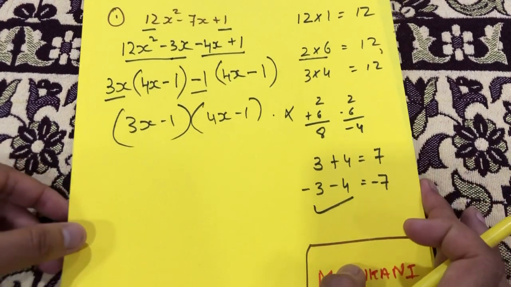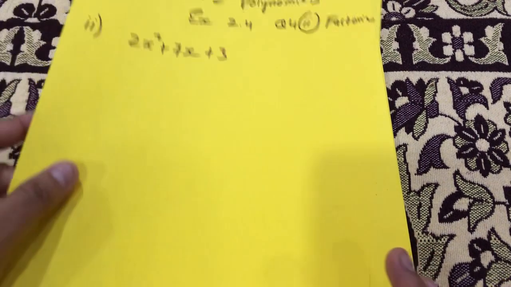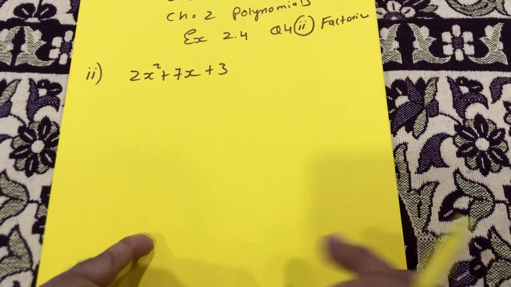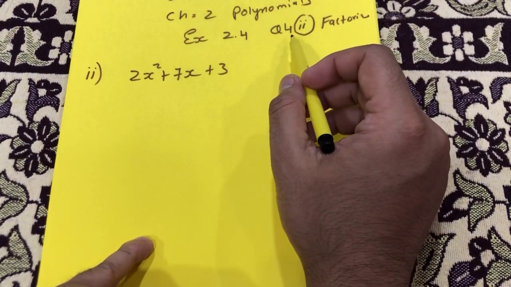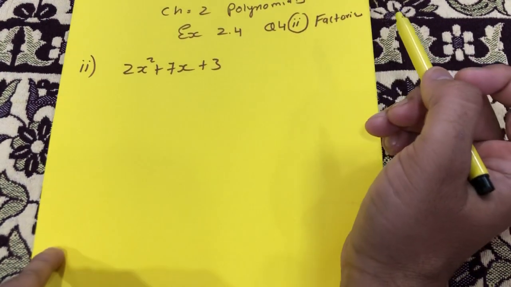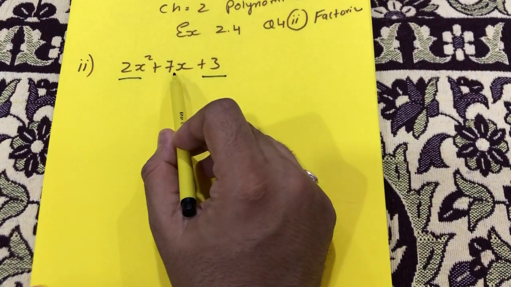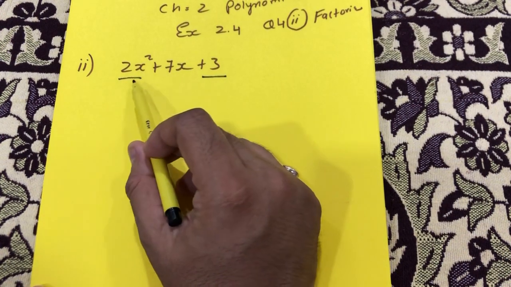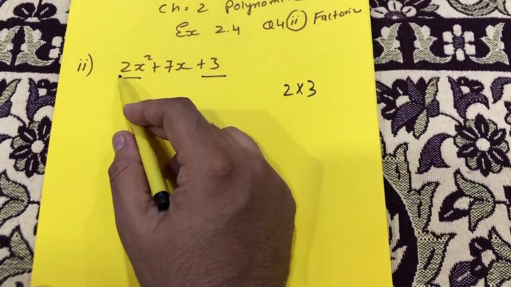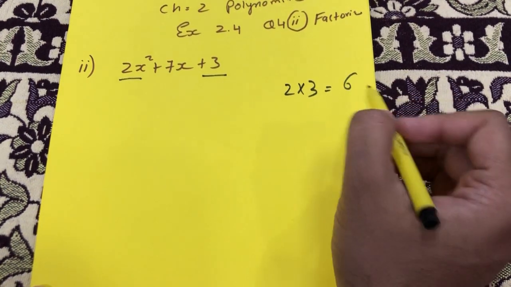Okay, let us move to the second one, that is 2x square plus 7x plus 3. This is the second question of question 4, exercise 2.4. So with the help of the first term and last term, we will split the middle term. Our first term is 2 and our last term is 3. So we multiply the first term and last term, 3 twos are 6.